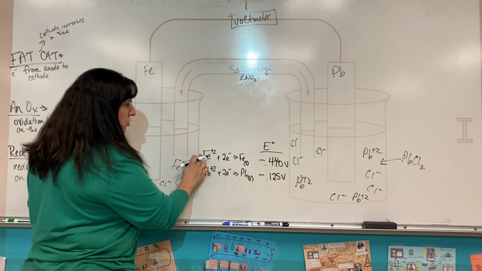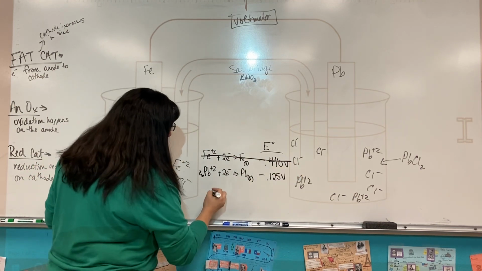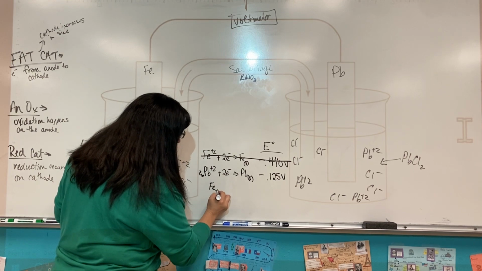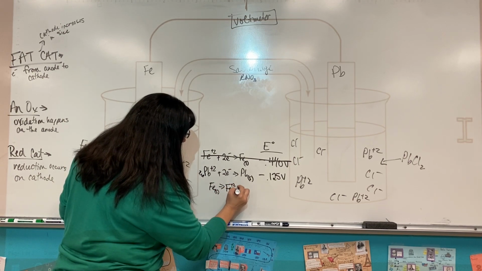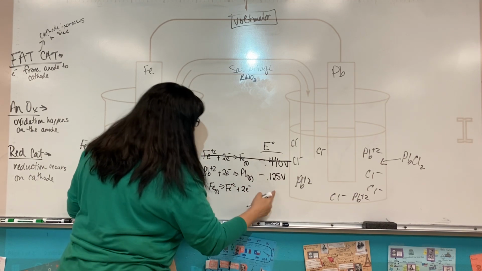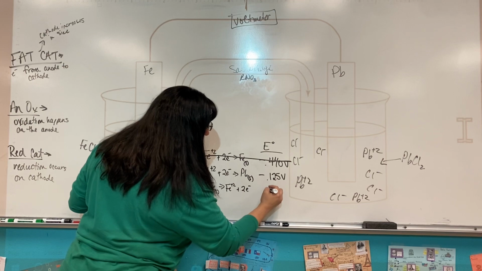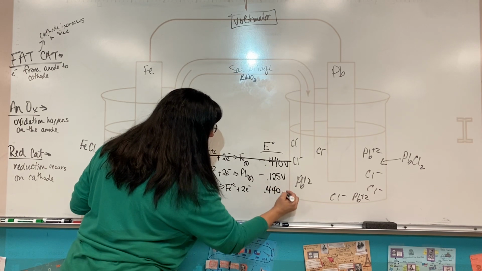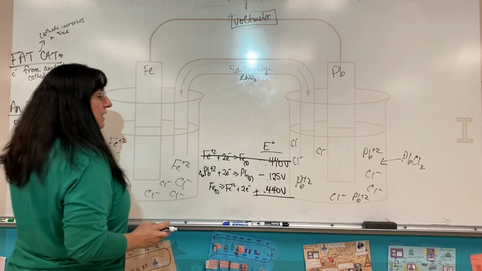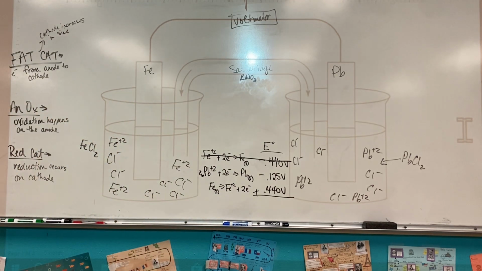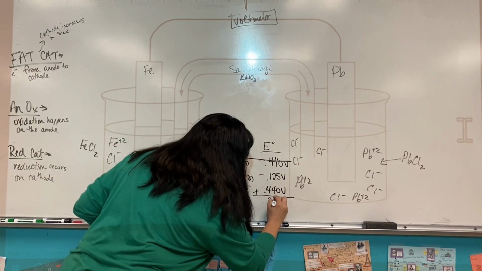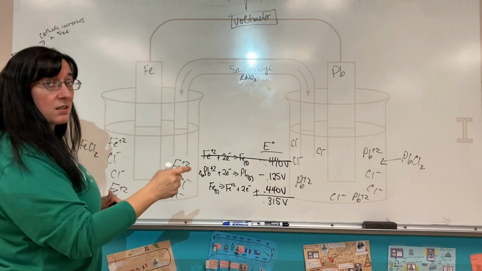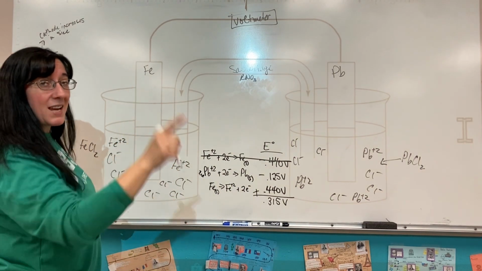And I want to flip this to show the oxidation. So I'm just going to put a line through it. And I'm going to say Fe solid, breaking down to Fe plus 2 electrons. And that's going to give me a voltage of 0.440 volts. Now I can add those together. And I want you to tell me, what is that voltage difference? So add them together. 0.315. Now, if I notice, that's a lot lower than the other two metals, so it's not going to produce as much of an electrical current.